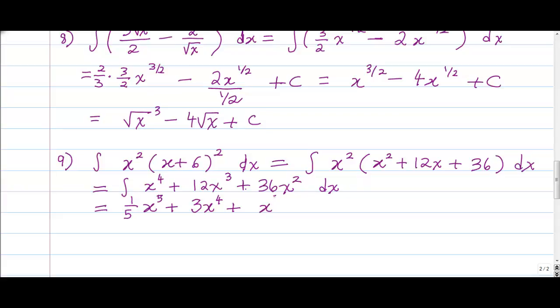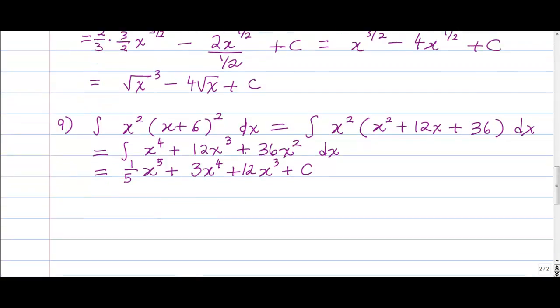And then 12 divided by 4 gives me 3. Add 1 to the exponent. That's x to the 3rd. Divide by the new exponent. If I divide 36 by 3, I get 12. And then don't forget the plus c. Okay. So that's my answer. Let's look at an example in the book.